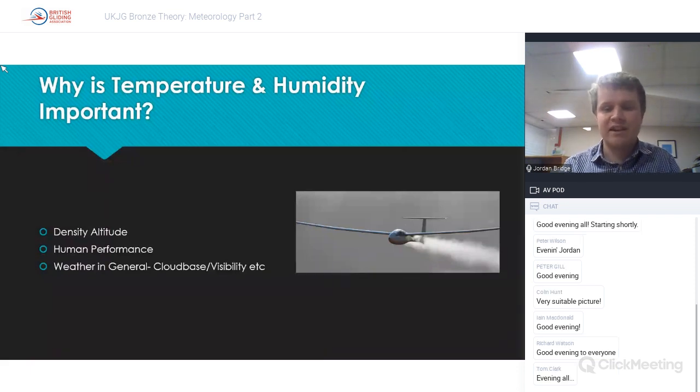Humidity also allows us to work out how it's going to feel for us. Obviously, if it's very, very muggy, if you've been anywhere like Singapore, it always feels like your body's dripping. So yeah, that's why we don't go gliding in Singapore. But temperature and humidity are very important.